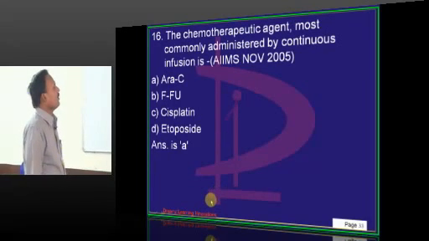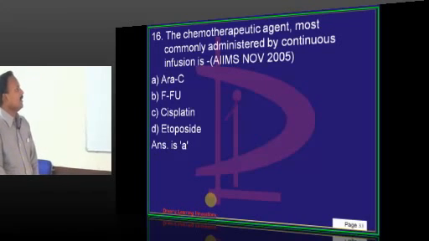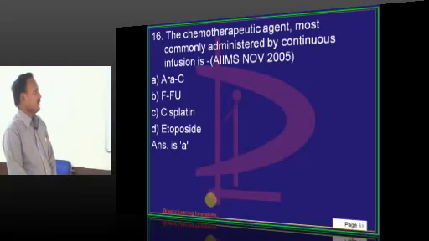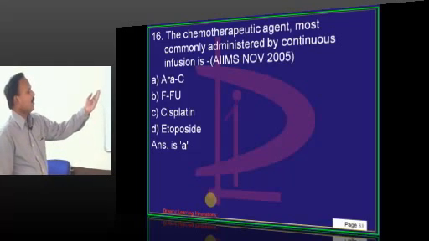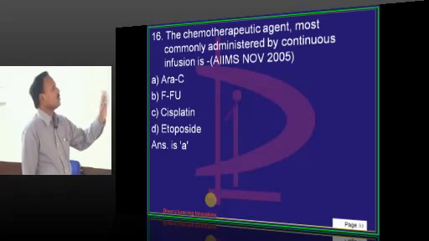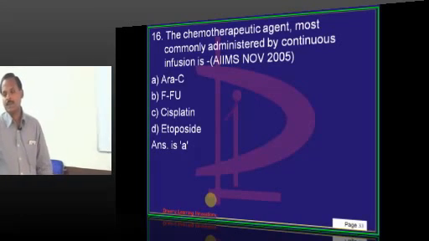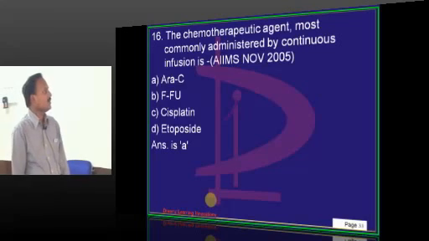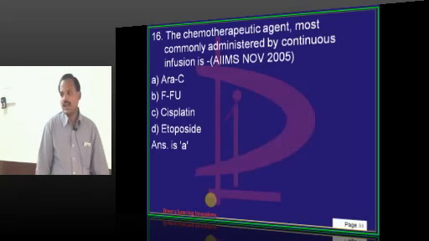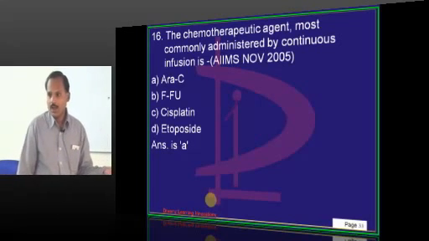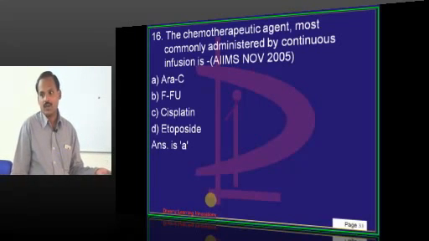Which chemotherapeutic agent is most commonly administered by continuous infusion? Cytosine arabinoside, 5-fluorouracil, cisplatin, etoposide. All of them can be given, but the most commonly used as continuous infusion because of its short half life is cytosine arabinoside, also called ARA-C. This is the one point about cytosine arabinoside: continuous IV infusion because of a short half life.